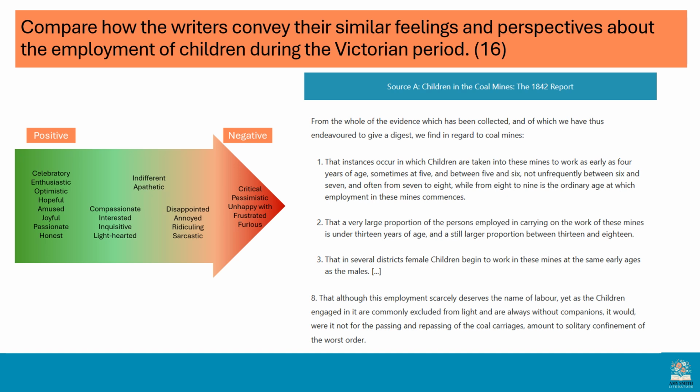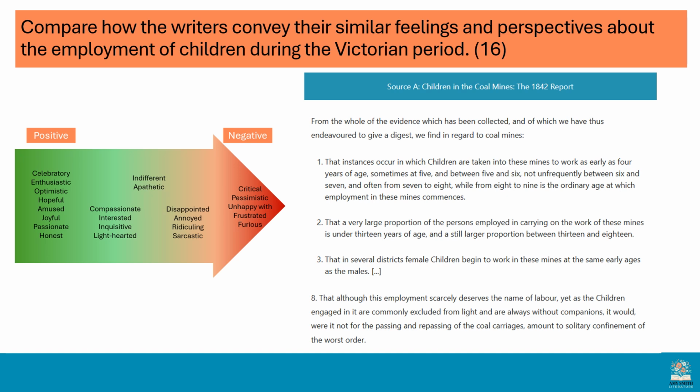2. That a very large proportion of the persons employed in carrying out the work of these mines is under 13 years of age, and a still larger proportion between 13 and 18. 3. That in several districts female children begin to work in these mines at the same early ages as the males. Then I've skipped a little bit. 8. That although this employment scarcely deserves the name of labour, yet as the children engaged in it are commonly excluded from light and are always without companions, it would, were it not for the passing and repassing of the coal carriages, amount to solitary confinement of the worst order.